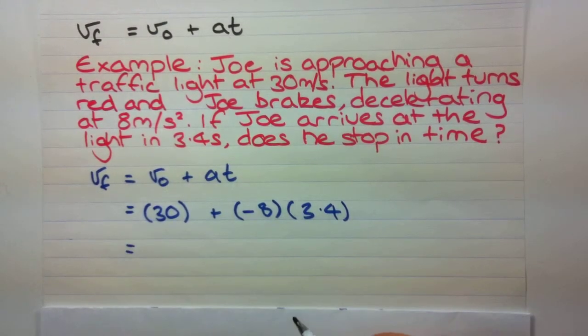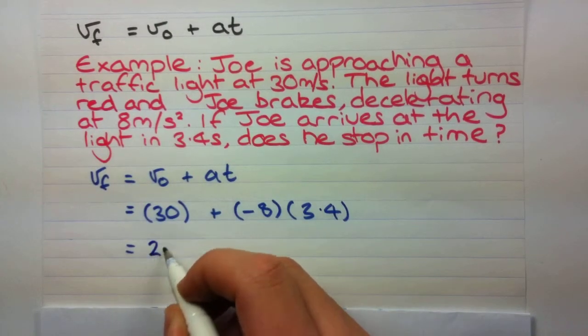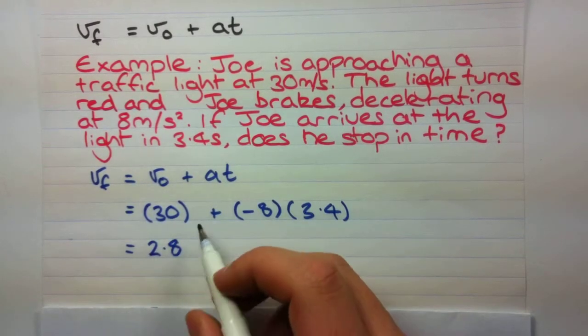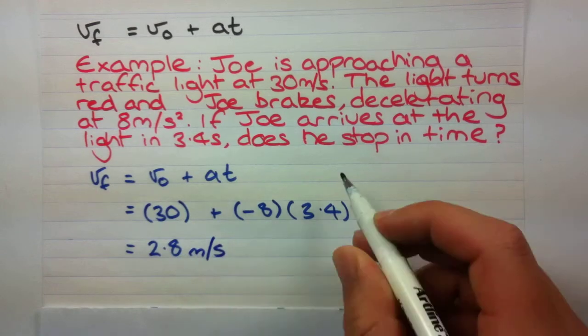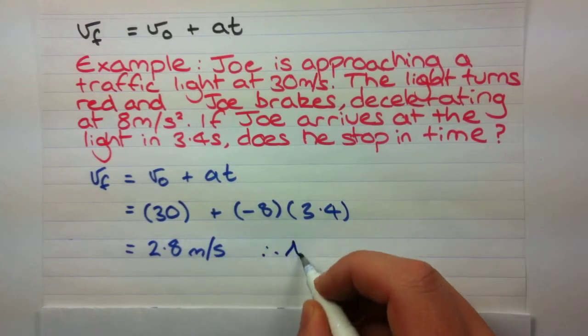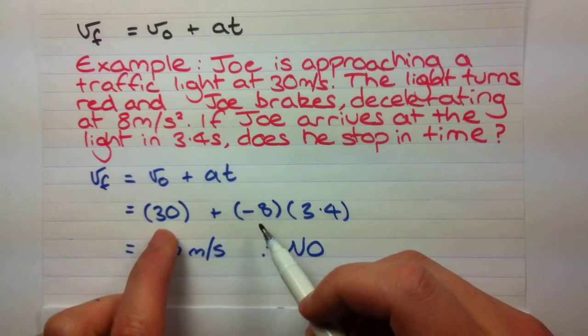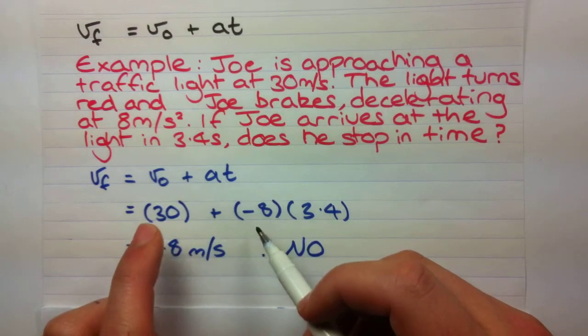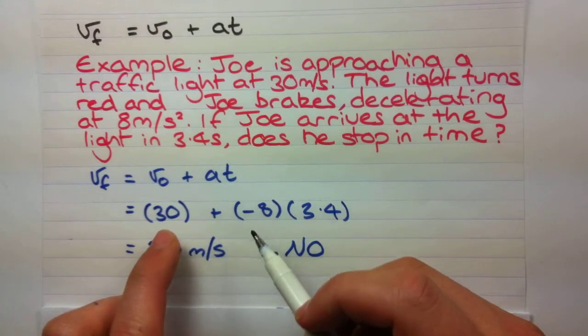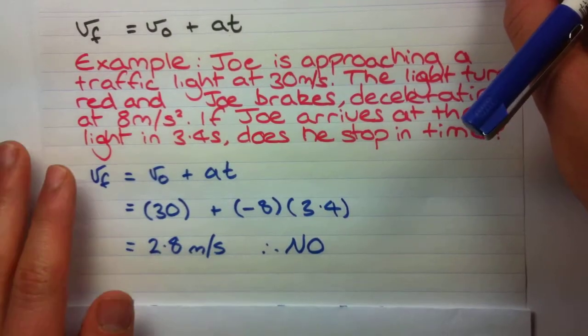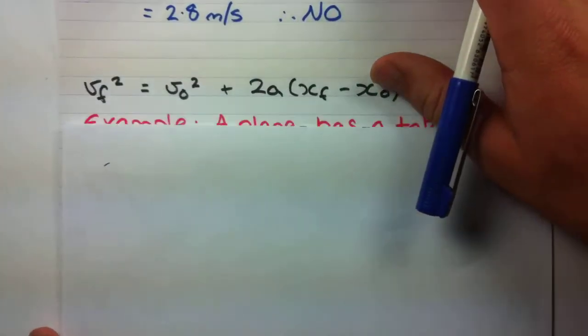Right, chuck that into the calculator. End up with, when he reaches the light, he's still going at 2.8 meters per second. Does he stop in time? Nope. Alright, so really important, when vectors are going in opposite directions, such as acceleration and velocity, we've got to reflect that in the math that we're doing. Cool.